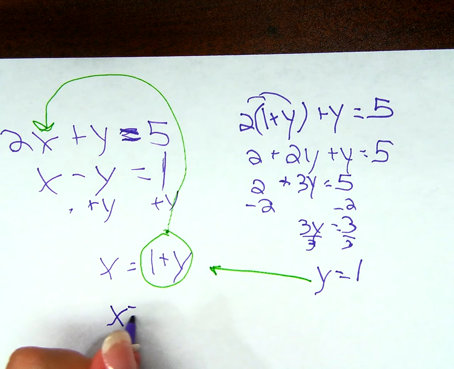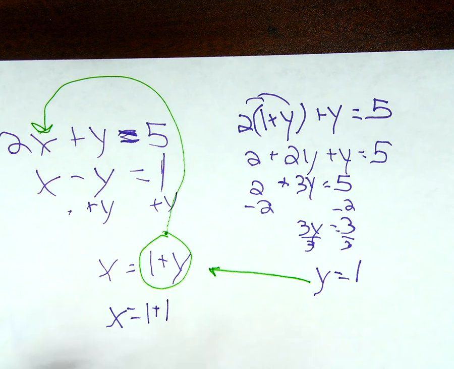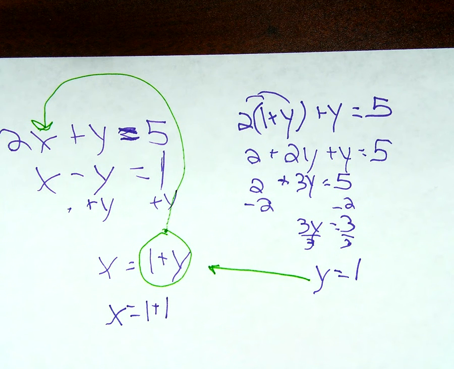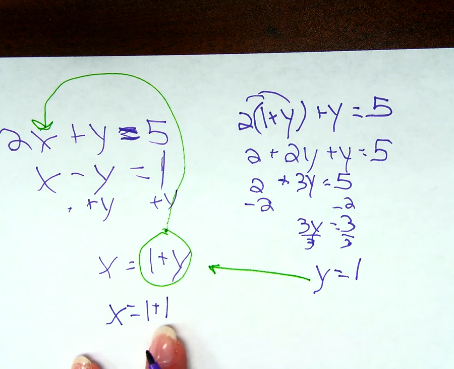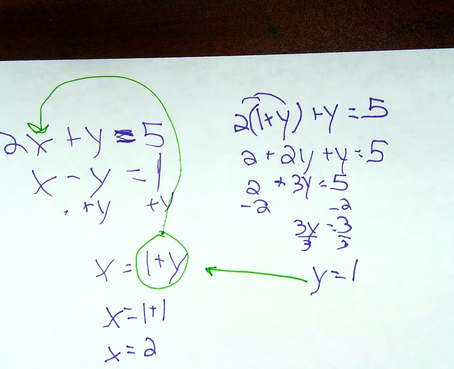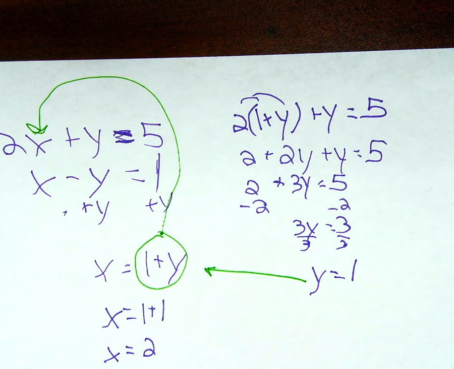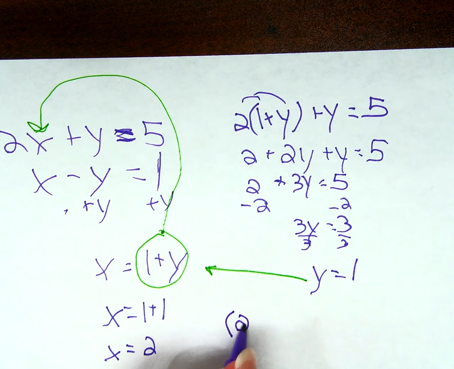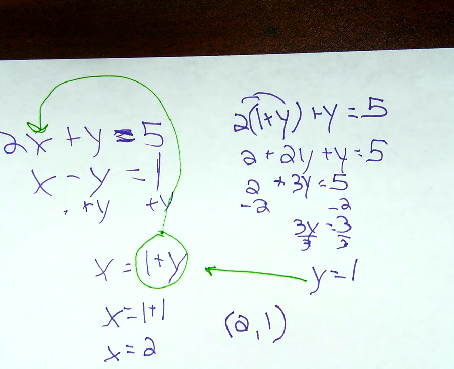X equals 1 plus 1. Now, be really careful right here. Does anyone happen to know what 1 plus 1 is? X equals 2. Is that my answer? No, it's not, because I am solving a system of equations, so my answer is a point. It's a point of intersection, so I need to write my answer as a point of intersection. That is my answer. Got it?